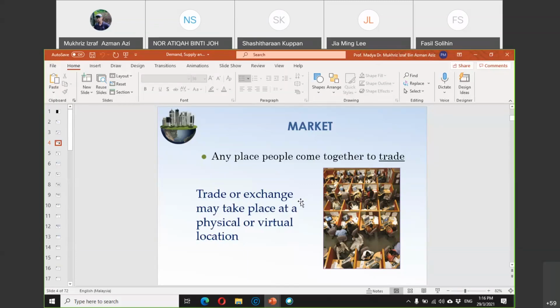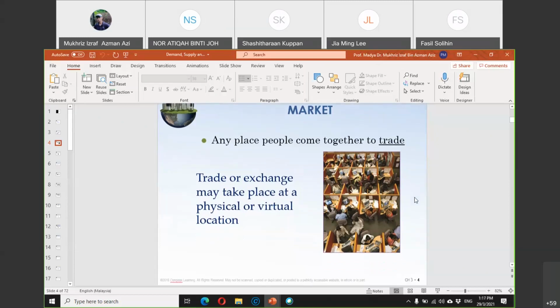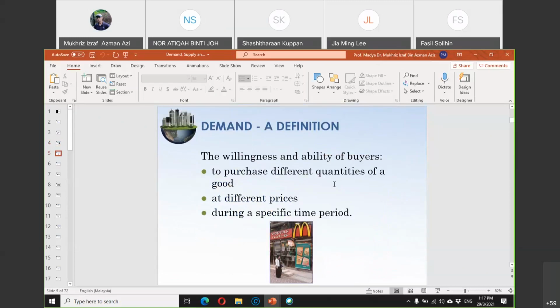From the consumer side, if the price is too expensive and nobody wants to buy, then the price will start to go down. So that interaction between the seller and the consumer is what we call the market.